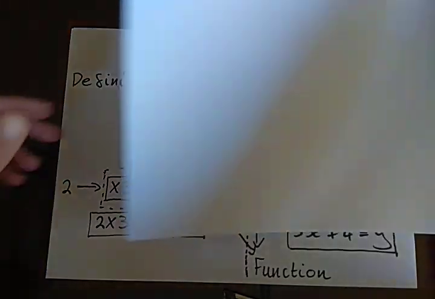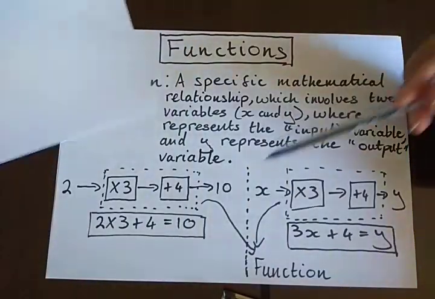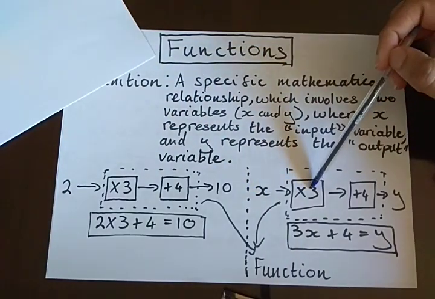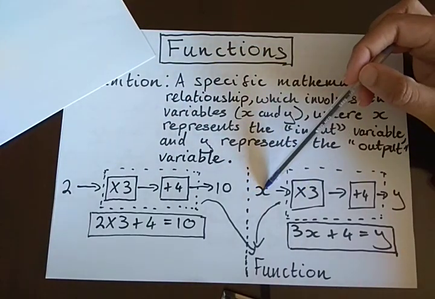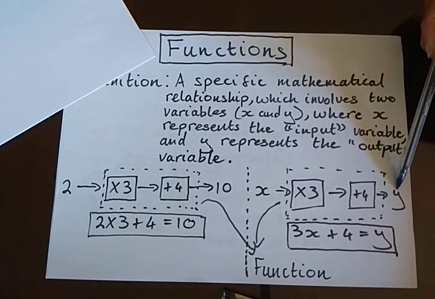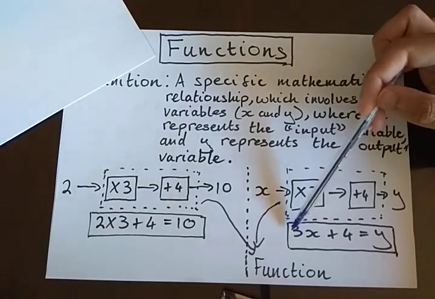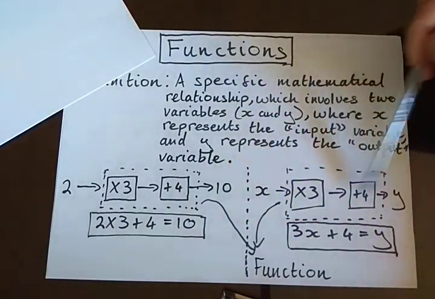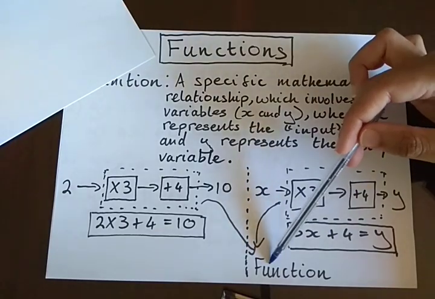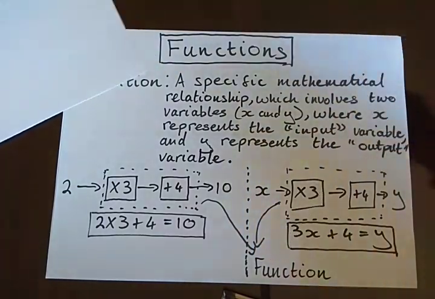If we take a more generalized scenario, instead of inputting a 2, let's put an x into that same transformation, where we would take x, multiply it by 3, add a 4, and the resultant number would be a y. This equation below represents this entire transformation. This equation is what we call a mathematical function.